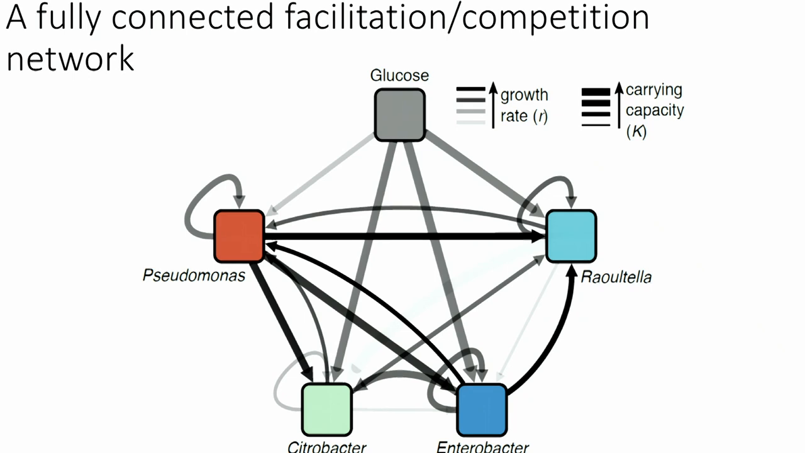And we end up with this, which is a bit of a mess, so let me walk you through it. These 4 nodes are 4 members of the community. Here is glucose, and these arrows pointing from glucose to each of the members of the community reflect the fact that all of those members can utilize glucose as the only carbon source. And as you see, this is a fully connected network, and what this means is that the supernatants of every member of the community can support the growth of every other member of the community, right? So this is a completely degenerate and full network. Everybody's cross-feeding everyone else, right?